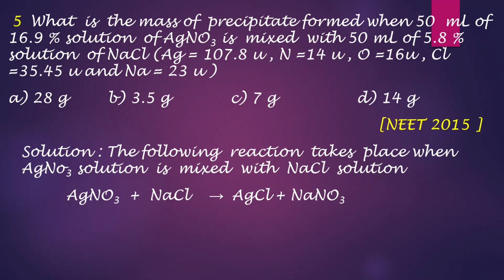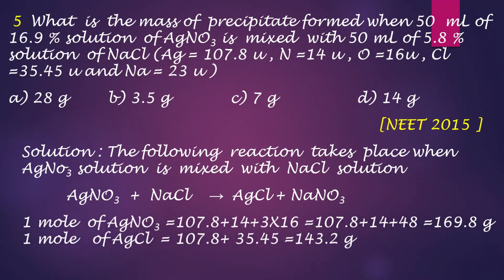Now in this reaction, 1 mole of AgNO3 reacts with sodium chloride to form 1 mole of AgCl. So first let us find the molar mass of AgNO3 and AgCl. So 1 mole of AgNO3 equal to 107.8 plus 14 plus 3 into 16, that is equal to 107.8 plus 14 plus 48, that is equal to 169.8 gram.